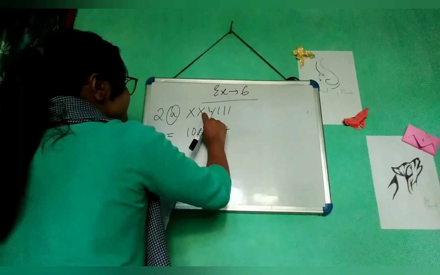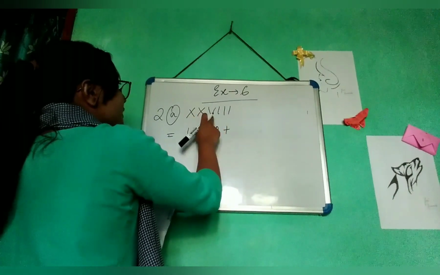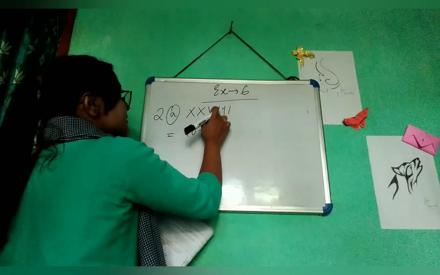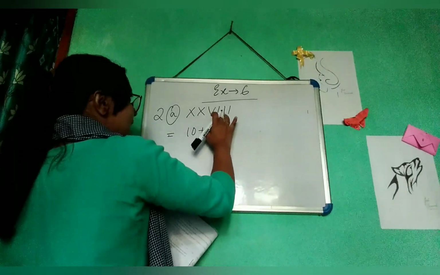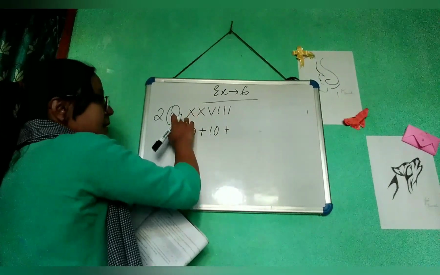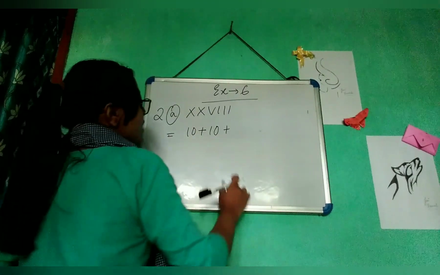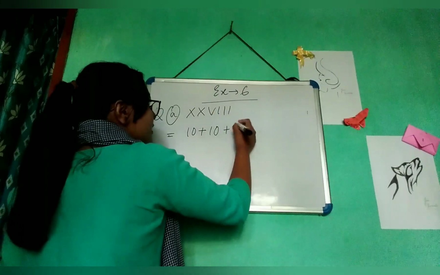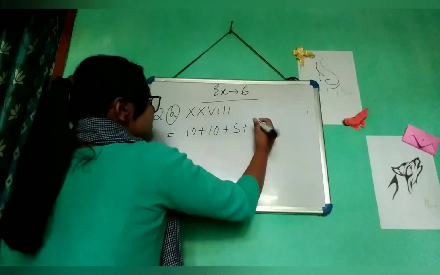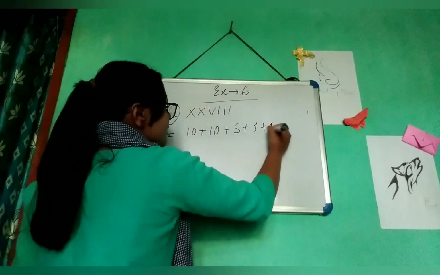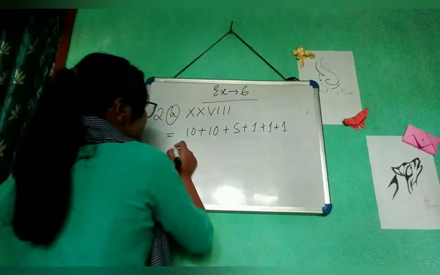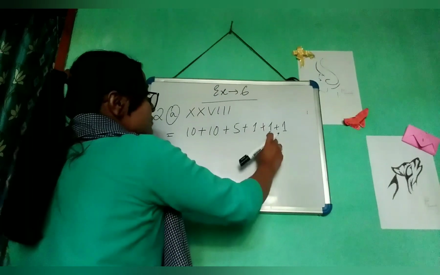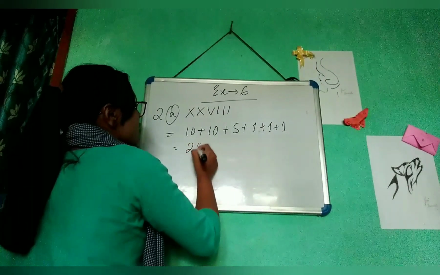As this is smaller than this, it will be plus. But in case of I, if it comes before this number, then it will be minus. So 10 plus 10, then V means 5, and these 3 are 1 plus 1 plus 1. So it will be 20, 25, 26, 27, 28. So the answer will be 28.